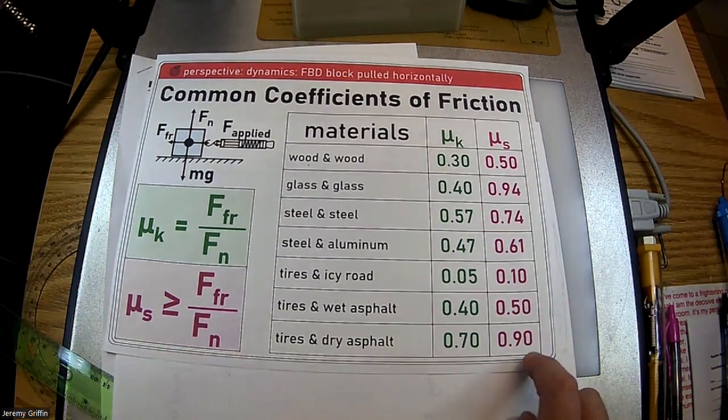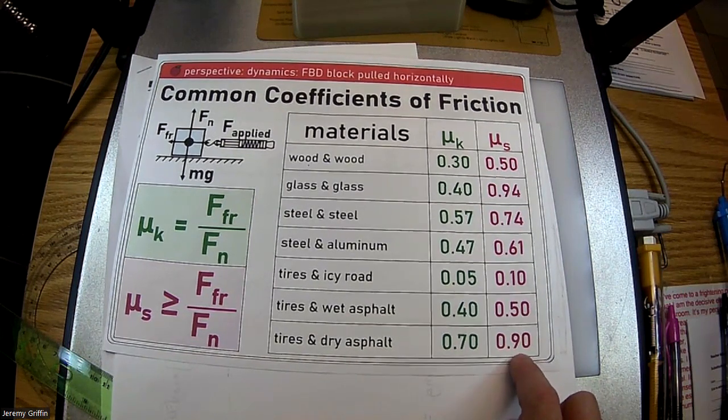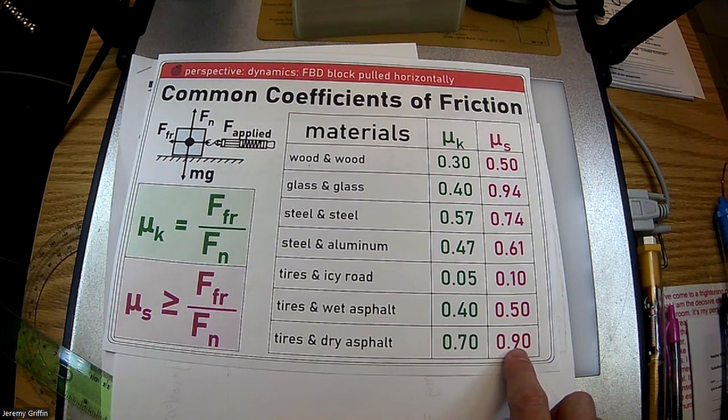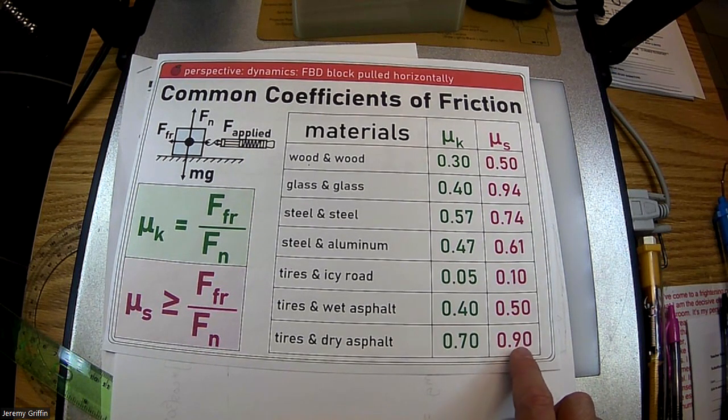In fact, I remember taking some traffic classes back in college, and they were saying this number right here could possibly get more than one, maybe like 1.05 or 1.1. Which means it would actually be easier to lift the car than to drag it across the road, if the tires were locked.